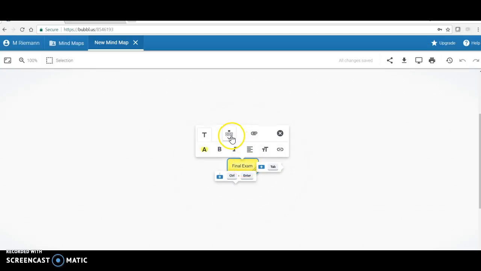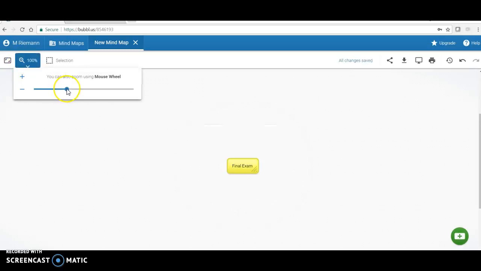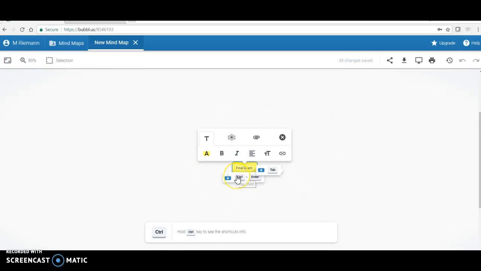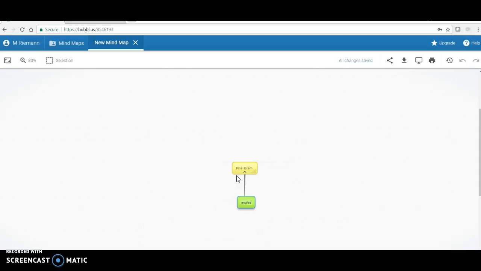Now, Bubble automatically puts you in the grid mode, but I like the circle mode better, so I'm going to change it to that. And then now I'm going to zoom out just so I can see all my bubbles as I add them. So we're going to make a bubble for each unit. So the first unit we talked about was angles.